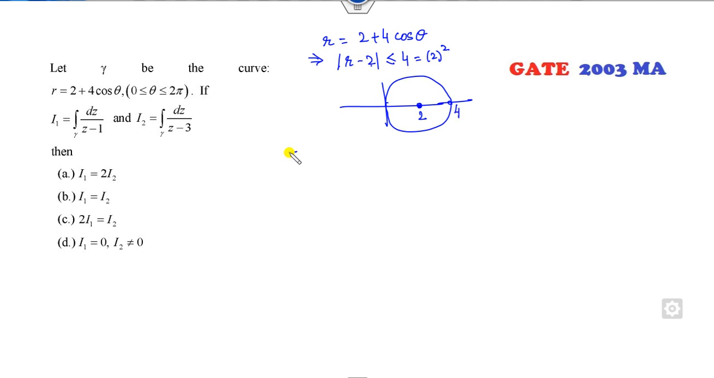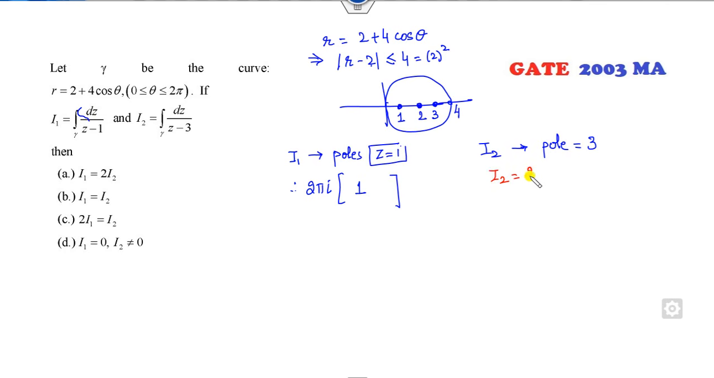Fine. Now look at that, I1. What is the pole? Pole is z equal to 1. So z equal to 1 lies here. So which lies inside? So what is the right answer of this? 2πι into, if I skip the z minus 1, there is only 1. Similarly for the I2, what is my pole? Pole is my 3, which also lies inside it. So therefore I2 will be my 2πι times, if I skip the z minus 3, it is only my 1. So you can see both the numbers are the same, that is the right answer of this problem.